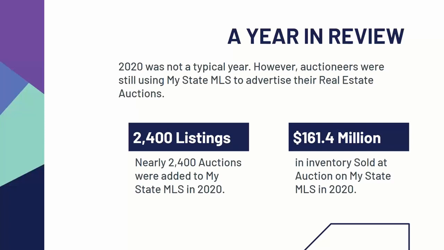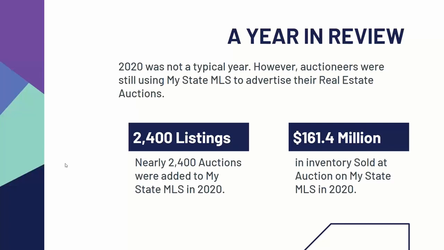Again, because of all the moratoriums put into place last year due to COVID, there weren't as many auctions put into place because there weren't as many foreclosures, not as many bank-owned auctions. But as I said, auctioneers were still putting their listings in, and we did see about 2,400 listings in My State MLS. Of the listings added to My State MLS put on the auction block, we saw $161 million in inventory sold in My State MLS last year. So we can see that My State MLS is certainly helping those auctioneers get their listings out, getting them seen by the public, and making sure they're getting the best price possible.